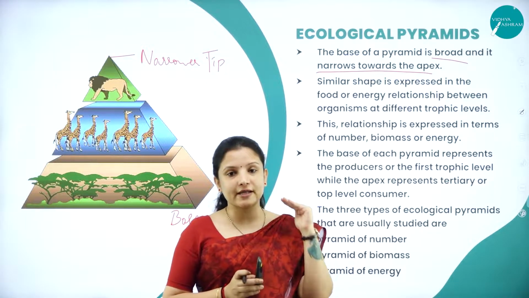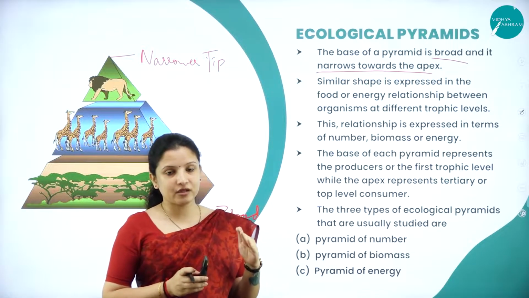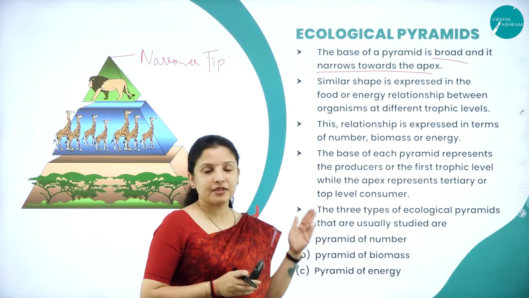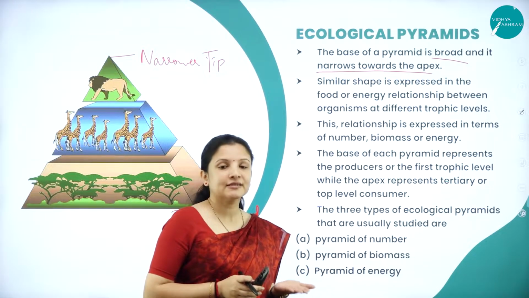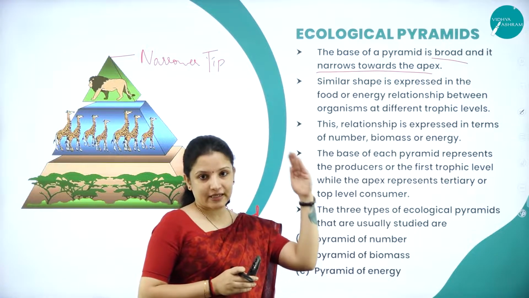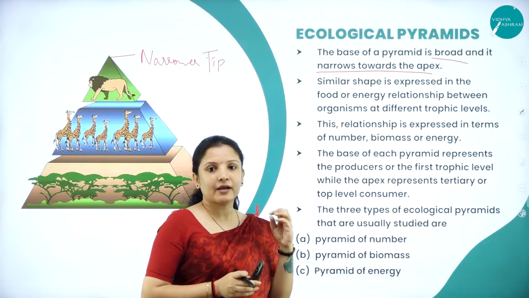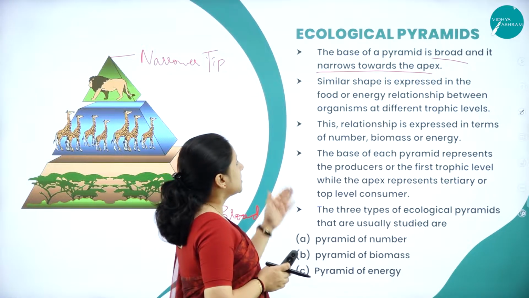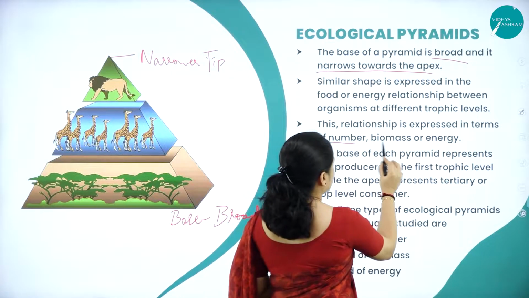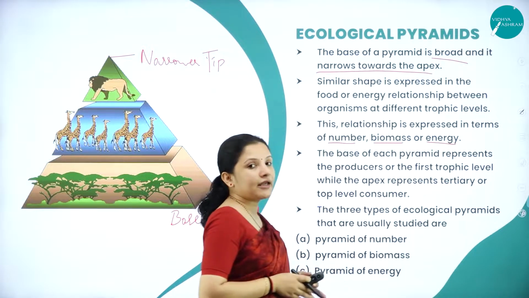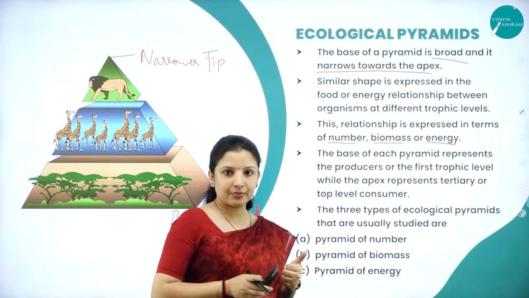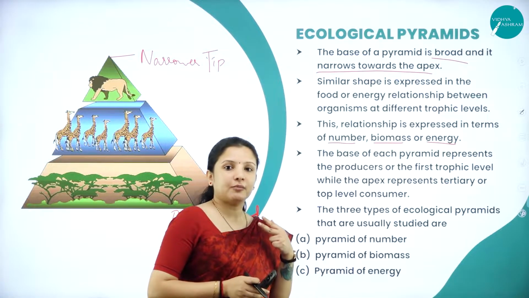So each organism at different trophic levels is usually represented by ecological pyramids, which have a broader base, and as it moves to the upper trophic levels, it becomes narrower and pointed at the apex. This relationship is expressed in terms of number, biomass or energy. That is why we have three types of ecological pyramids: pyramid of number, pyramid of biomass and pyramid of energy.